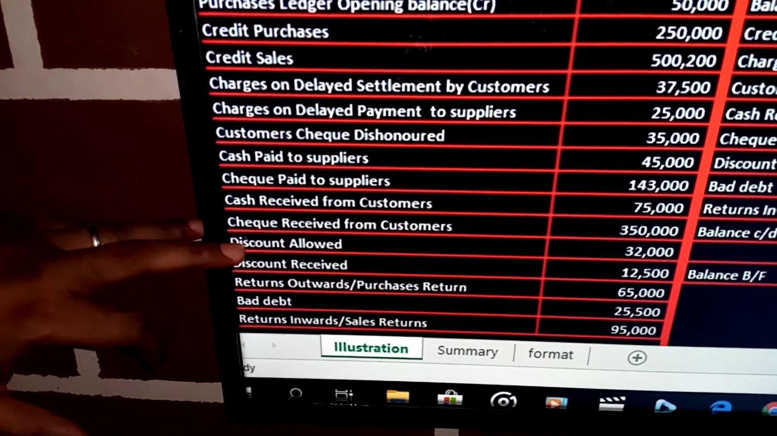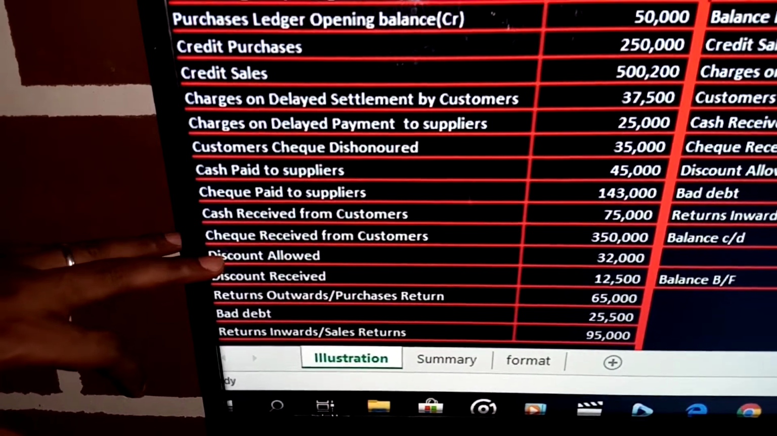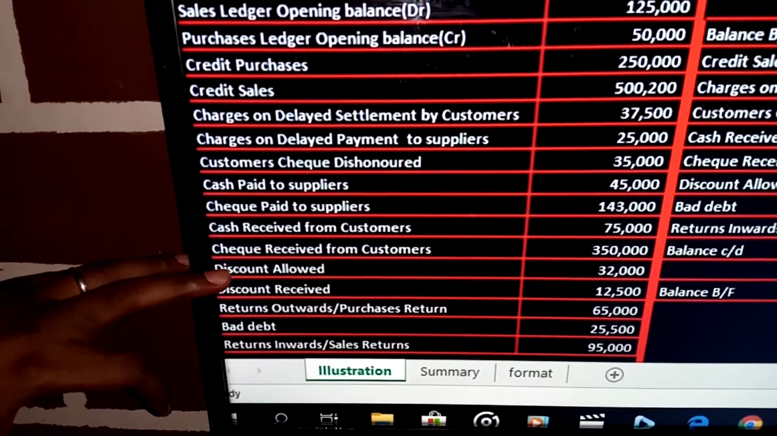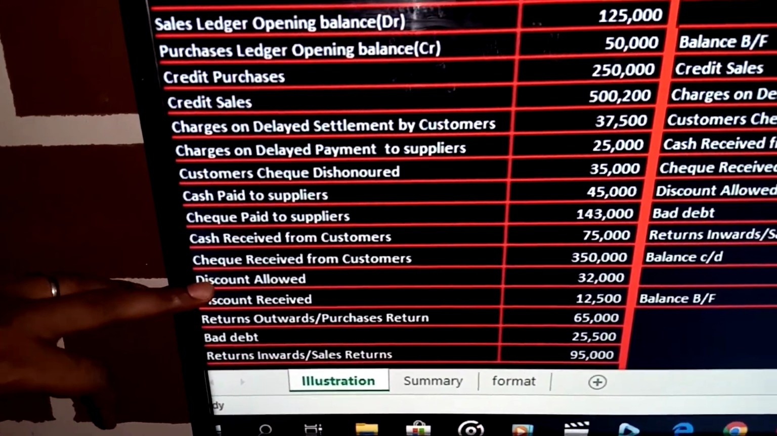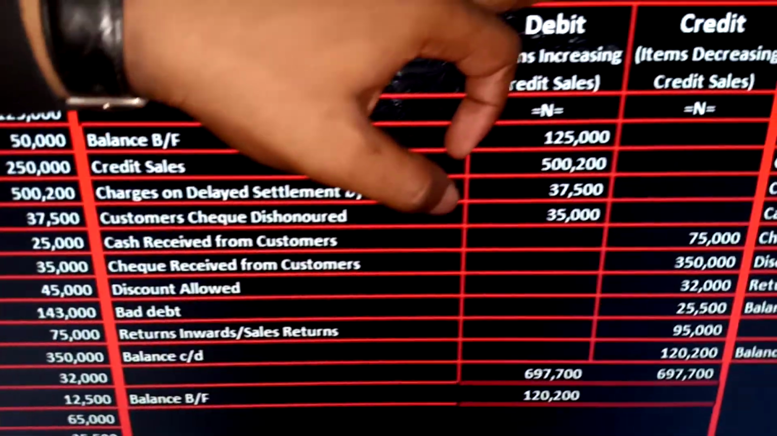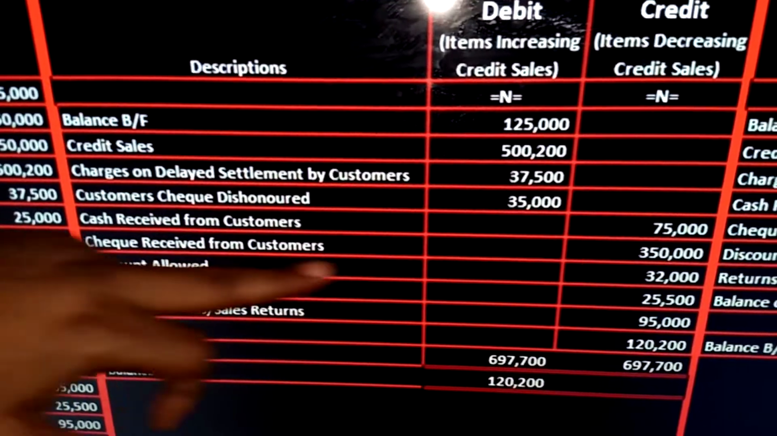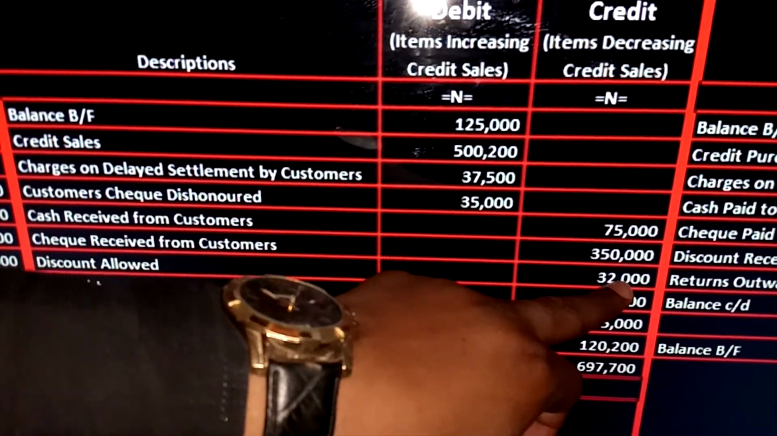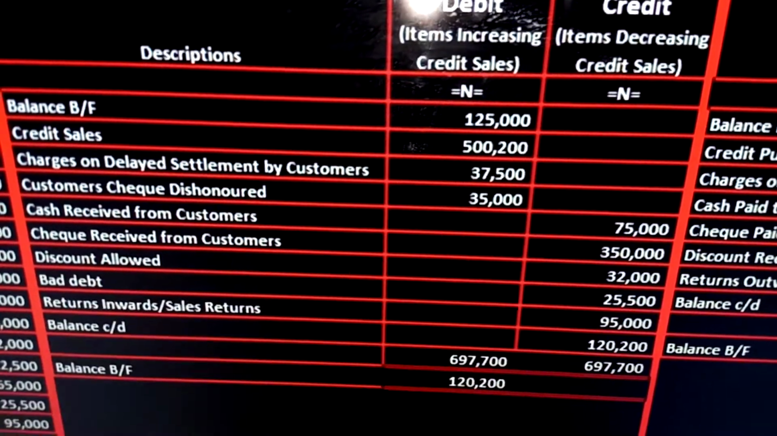So the next one says discount allowed. When you allow discounts when you sell. So if you're allowing discount, it means you're reducing what debtors are owing you. Okay. So we have sales ledger control account, discount allowed. So you're reducing. Okay. All right.